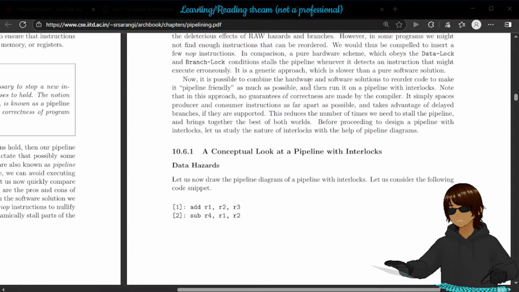Now it is possible to combine the hardware and software solutions to reorder code to make it pipeline friendly as much as possible and then run it on a pipeline with interlocks. Note that in this approach, no guarantees of correctness are made by the compiler. It simply spaces producer and consumer instructions as far apart as possible and takes advantage of delayed branches if they are supported. This reduces the number of times we need to stall the pipeline and brings together the best of both worlds.